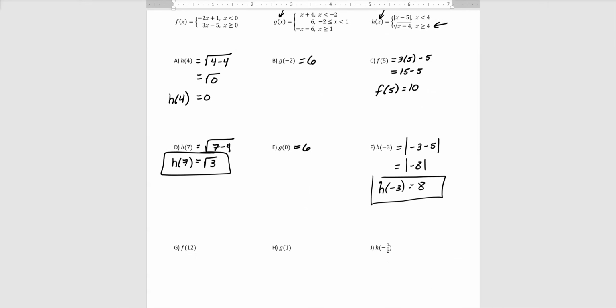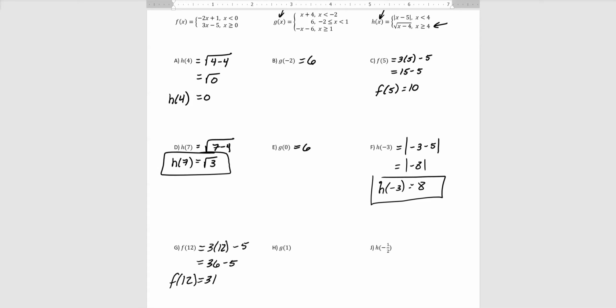All right, f of 12. Well, 12 is definitely greater than or equal to 0. So I will say f of 12 is 3 times 12 minus 5. 3 times 12 is 36. 36 minus 5 is 31. So f of 12 equals 31. Very good. g of 1.